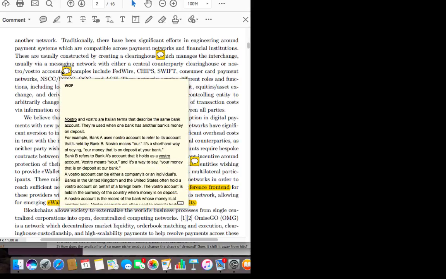This white paper goes on to talk about Nostro-Vostro accounts, which was interesting to me. I didn't really know that term because I'm not a financial guru here. And by the way, this is all just for educational purposes only, but you guys might find this very informative.